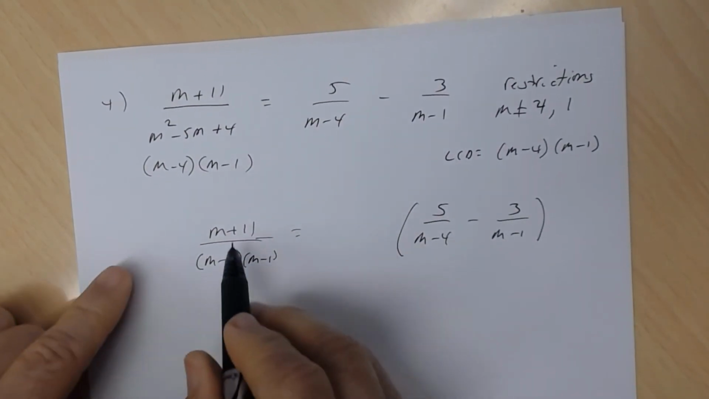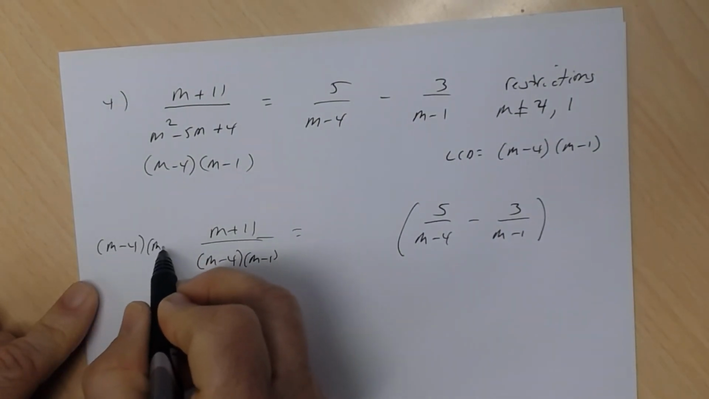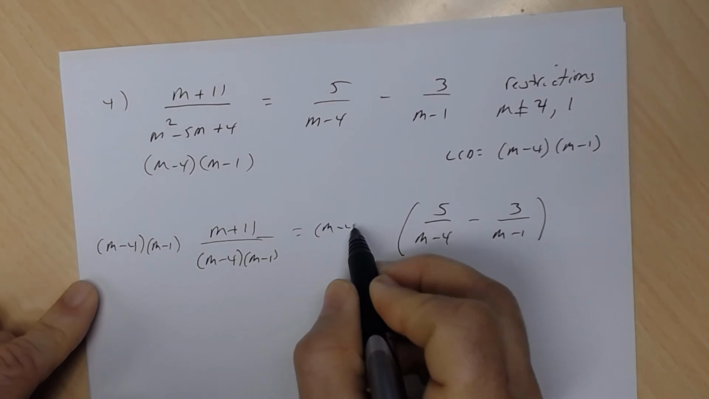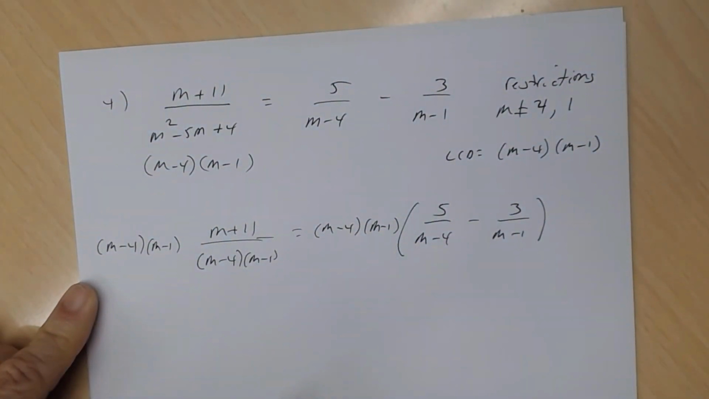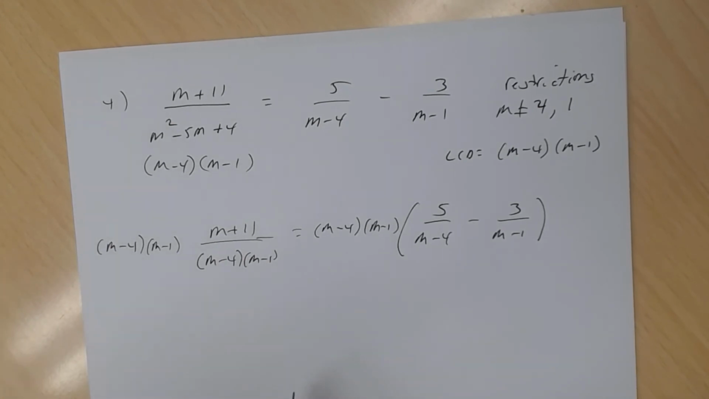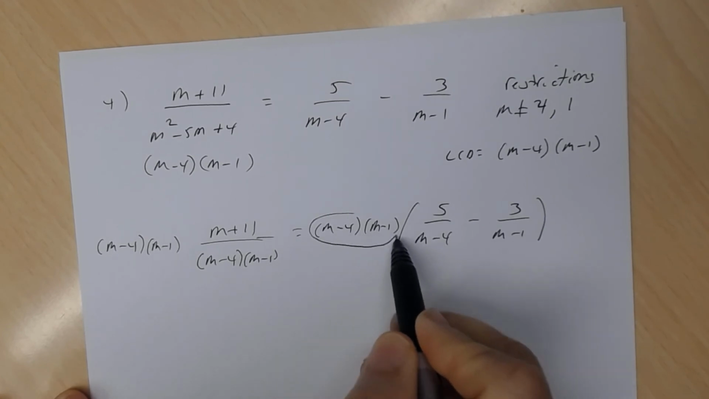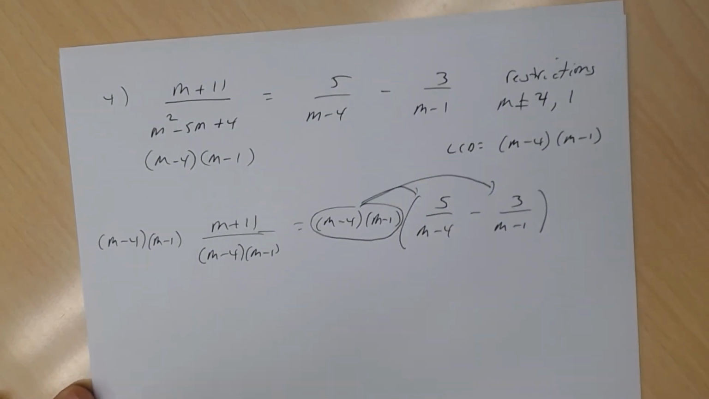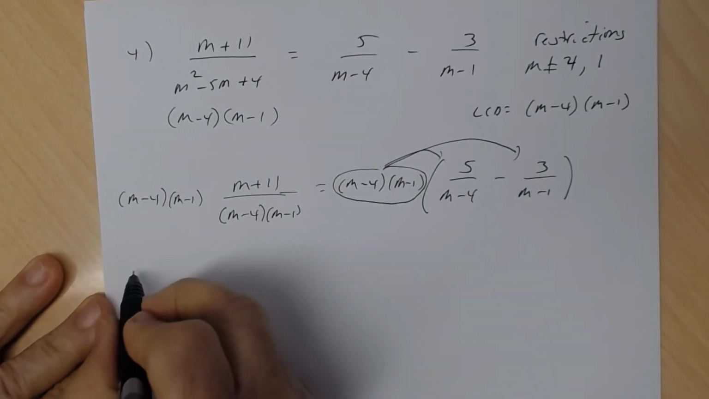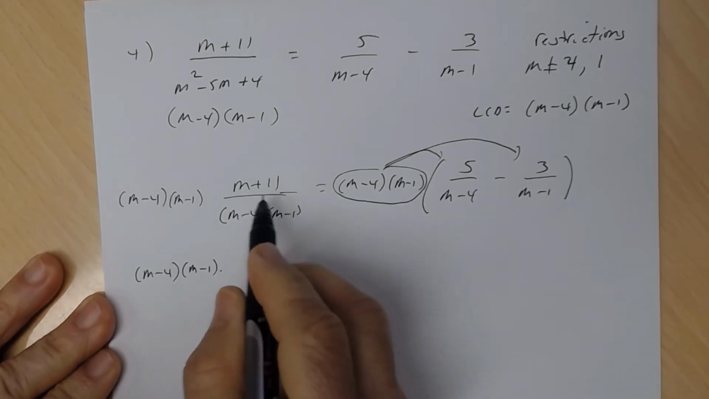Okay, now let's multiply both sides by the LCD. So m minus 4, m minus 1, m minus 4, m minus 1. So what I do to one side, I do to the other. Okay, now the next step is to reduce. Now before I do that, I'm going to have to distribute the LCD into this one here. Alright, so I'm going to rewrite this over. So I get m minus 4 times m minus 1 times your first fraction.